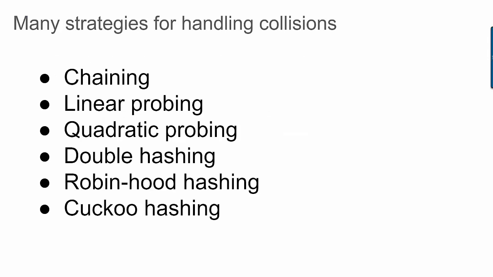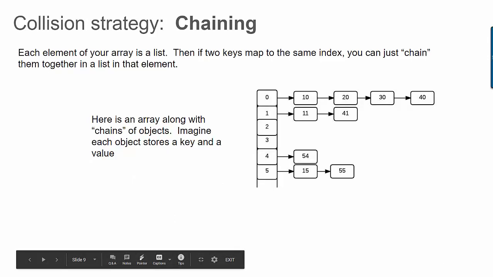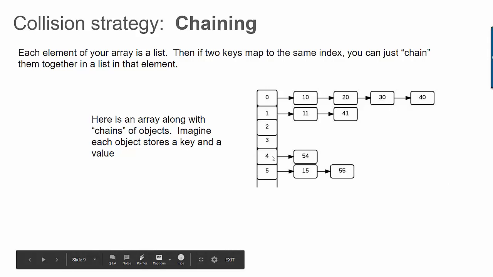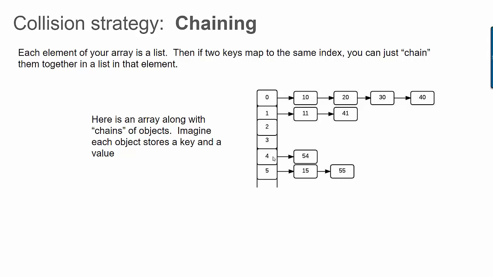I said last time that there are lots of strategies for handling collisions, and here are several. And I described chaining to you, which I'll summarize briefly now. The idea of chaining is that instead of having each element in your array store one object, you want each element to be able to store a list of objects. The traditional way of implementing this is using something called a linked list, but we haven't talked about that. So you can imagine it as if we had created an array of array lists. Each array element contains an array list, and then if two keys hash to the same index, you can just chain the objects off of each other in the array list at that element.